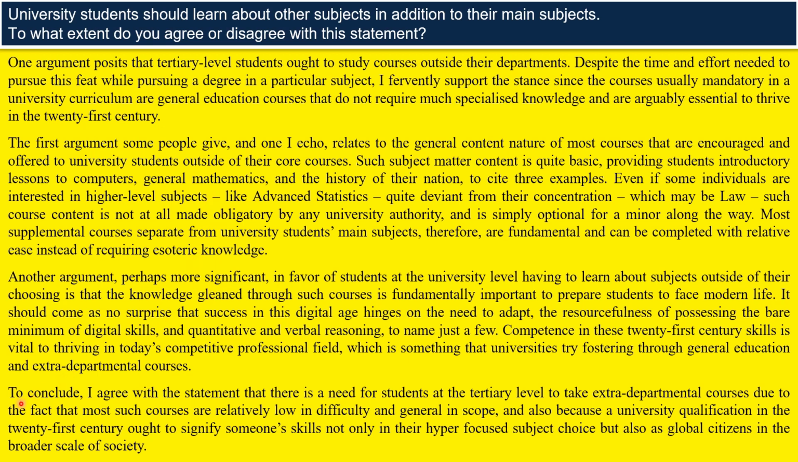Finally, the conclusion. To conclude, I agree with the statement that there is a need for students at the tertiary level to take extra departmental courses due to the fact that most such courses are relatively low in difficulty and general in scope. So this is the first main idea that I paraphrased, and also because a university qualification in the 21st century ought to, which means should, signify someone's skills not only in their hyper-focused subject choice, but also as global citizens in the broader scale of society. So I wrote only one sentence. I did not write any recommendation.